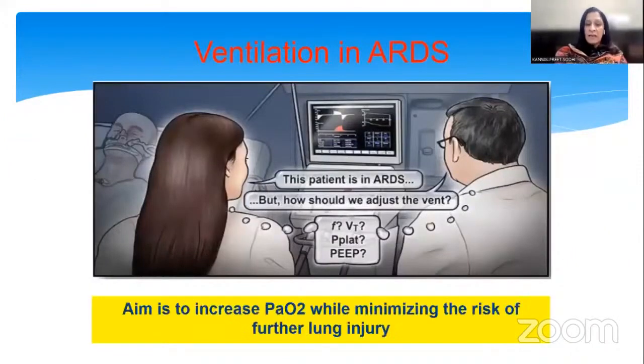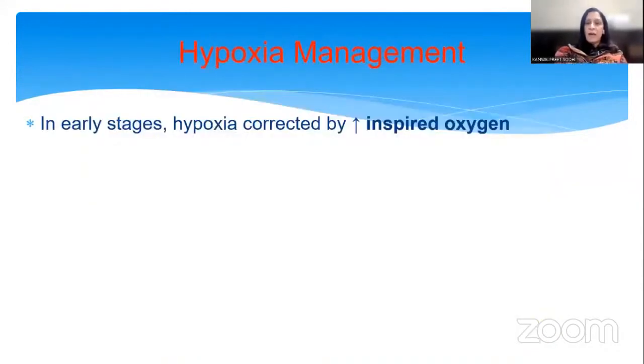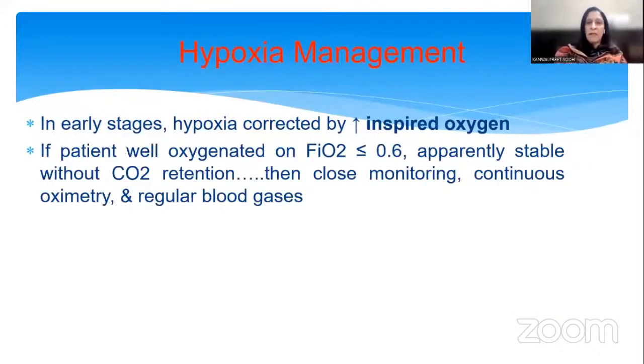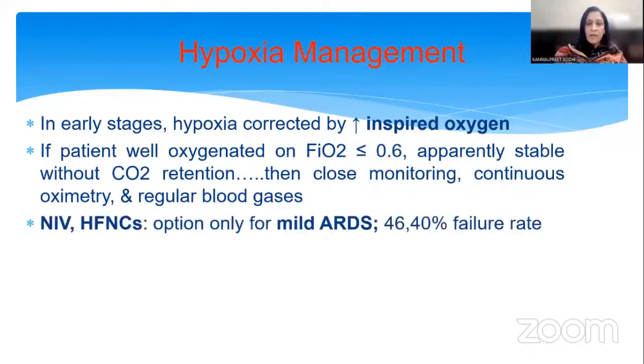Ventilation in ARDS. The aim is to increase the PaO2 and minimize the risk of further lung injury. That is the most important thing we need to remember while ventilating a patient in ARDS. Hypoxia management starts in the early stages with increasing the inspired oxygen concentration. If the patient is well oxygenated at FiO2 of less than or equal to 0.6, apparently stable, with no CO2 retention, then what is required is close monitoring, continuous oximetry, and regular blood gases.